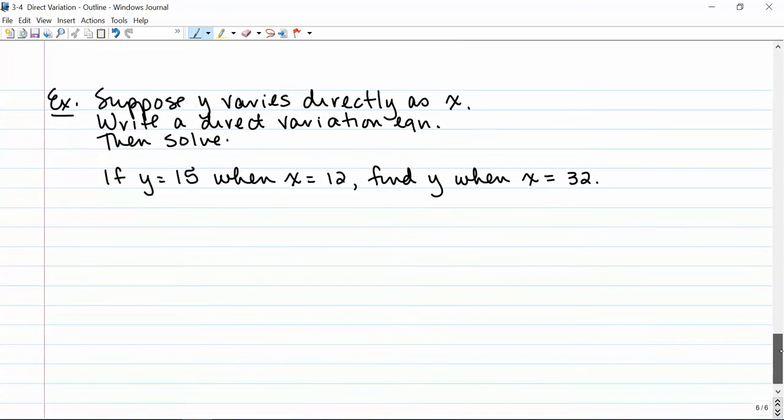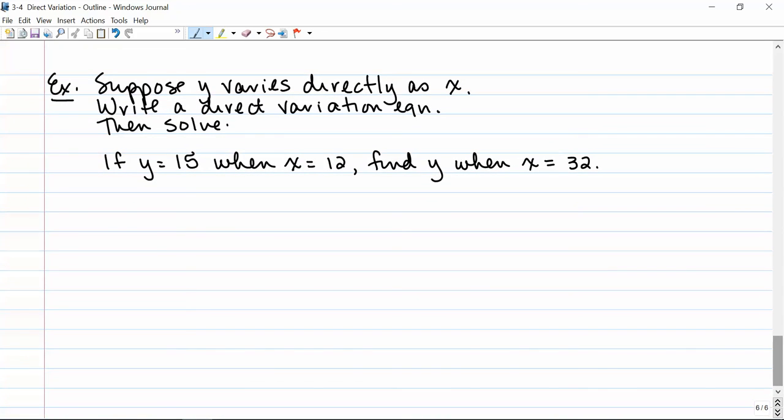And here's the last type of problem we're going to take a look at. It says, suppose y varies directly as x. As soon as I hear that, I'm going to think, that's my direct variation equation, y equals kx. I need to write a direct variation equation and then solve. So it says, if y equals 15 when x equals 12, find y when x equals 32.